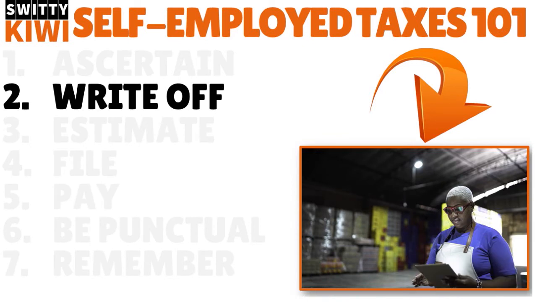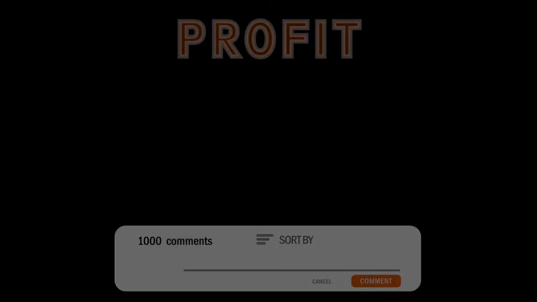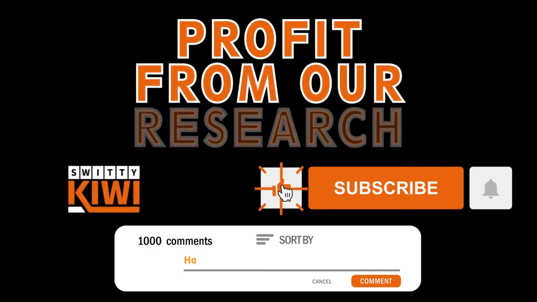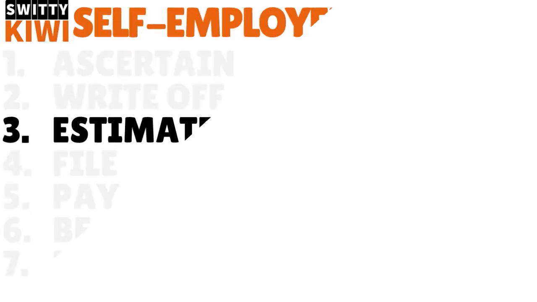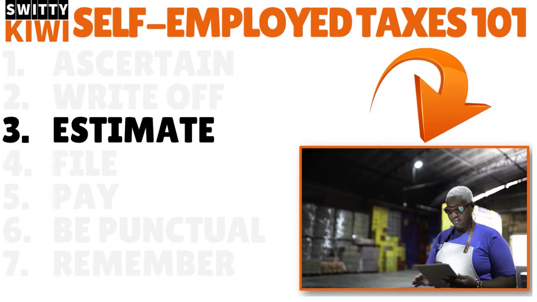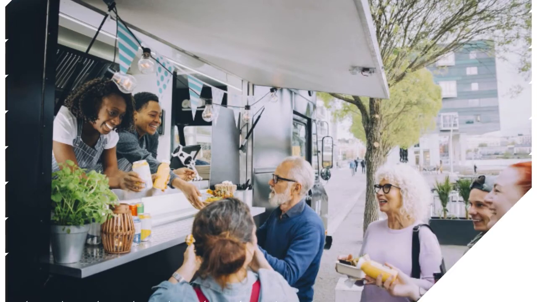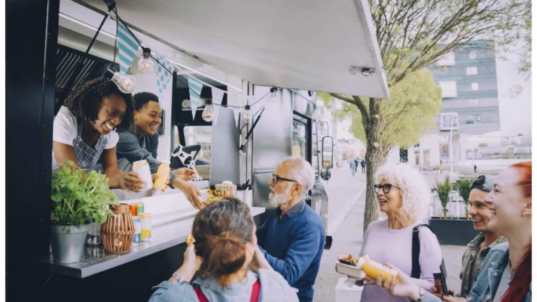Number 2, you want to write things off, the proper expenses. The third thing you want to do is you want to estimate. So estimation is very important. Estimating an independent contractor's federal tax liability. Okay, this is really important.